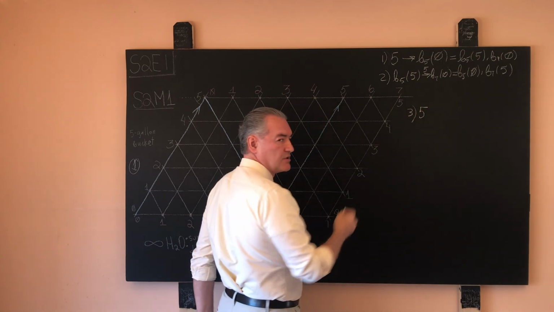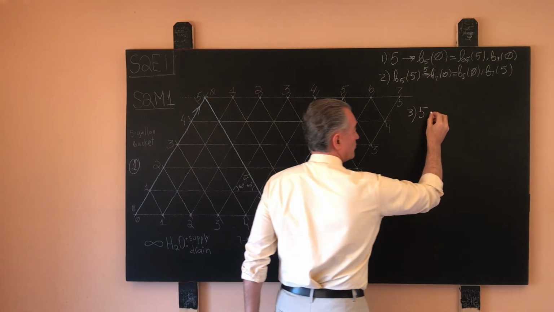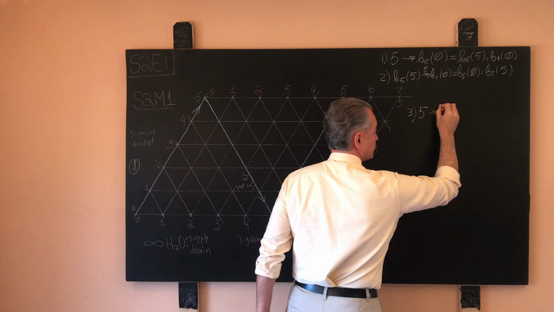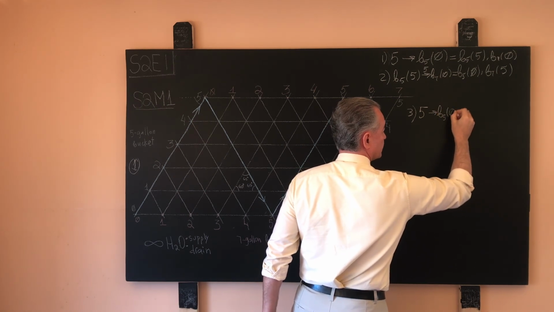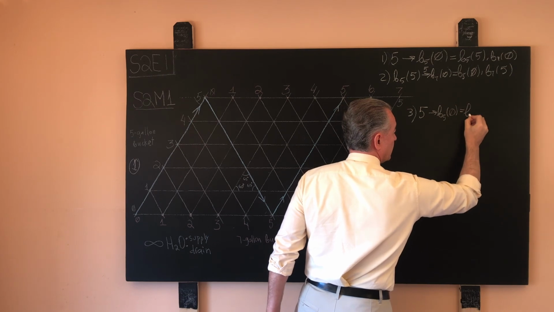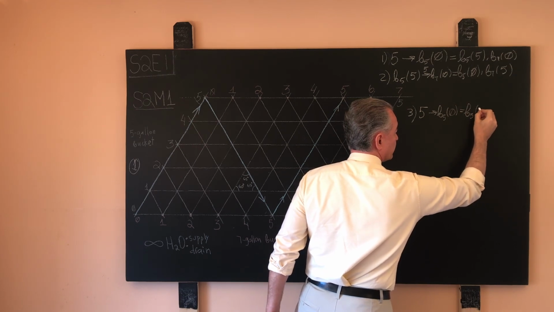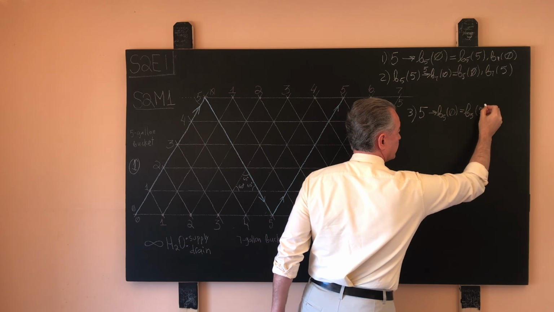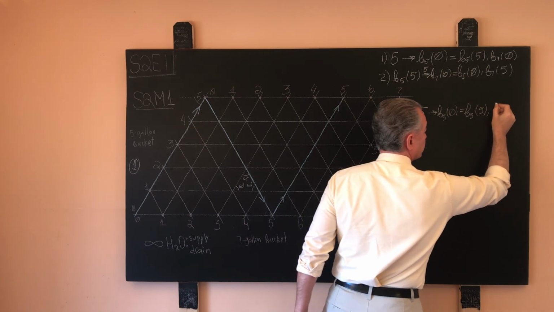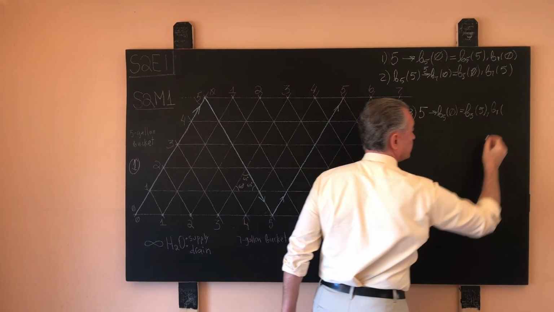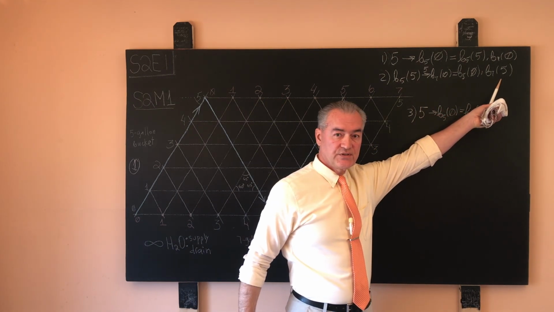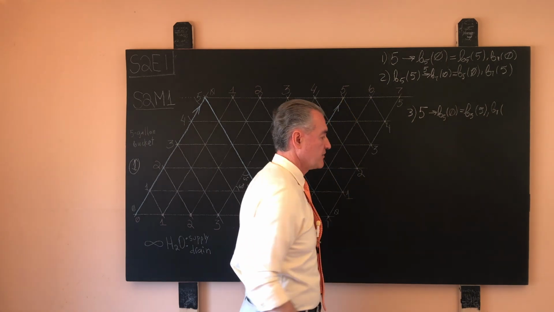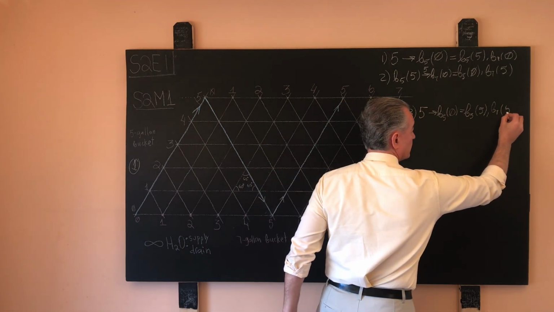From the infinite source of water, we add 5 gallons to the 5-gallon bucket that right now has 0 gallons, and that results in the 5-gallon bucket having 5 gallons of water, and the 7-gallon bucket, B sub 7, has how much water in it? Well, from the previous step of this algorithm, it has 5 gallons of water. That's what we write down, 5.